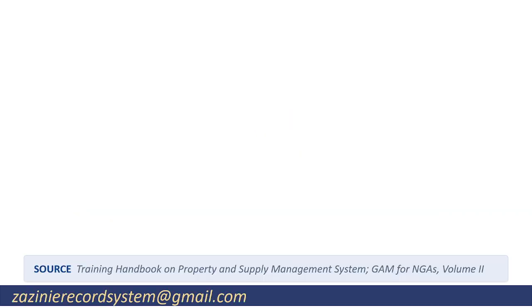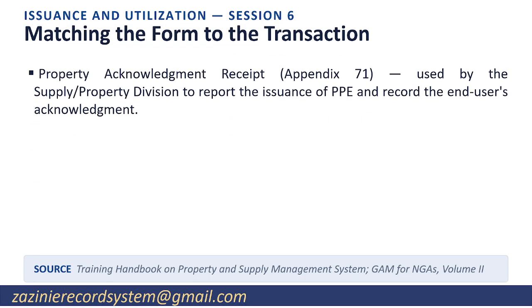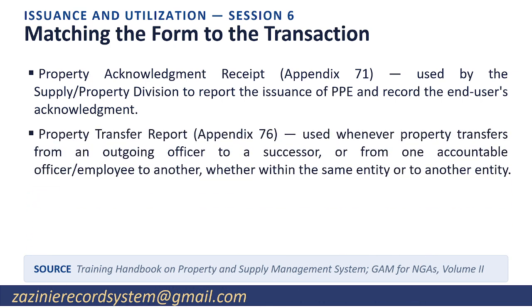Matching the form to the transaction. Property Acknowledgement Receipt, Appendix 71, used by the Supply or Property Division to report the issuance of PPE and record the end user's acknowledgement. Property Transfer Report, Appendix 76, used whenever property transfers from an outgoing officer to a successor, or from one accountable officer or employee to another, whether within the same entity or to another entity.